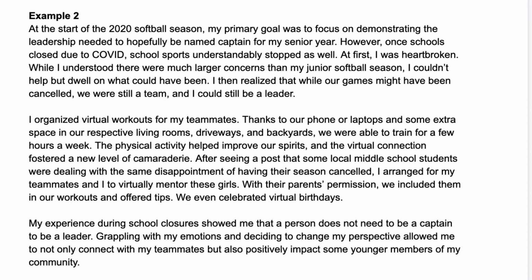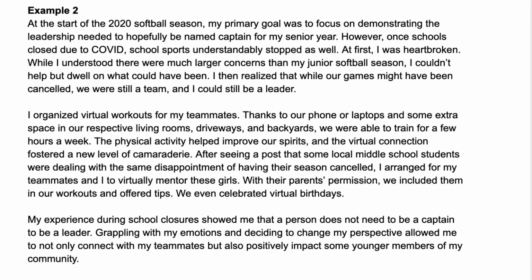So then in the last paragraph, there's a little bit more reflection, basically the overall lesson learned, almost like the moral of the story, so to speak. And that is that a person doesn't need to be captain to be a leader. So there's kind of a sum-up sentence there: "Grappling with my emotions and deciding to change my perspective allowed me to not only connect with my teammates, but also positively impact some younger members of my community." So basically, that last sentence tells us exactly what we need to know about this person's experience.